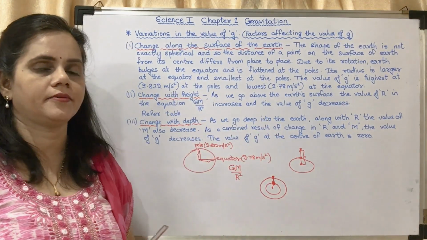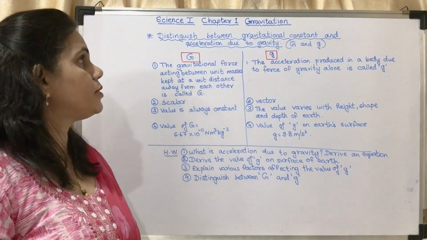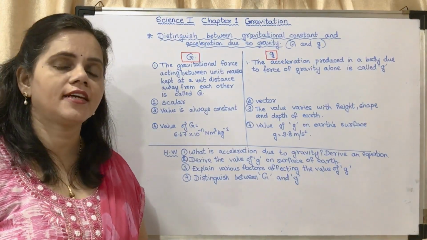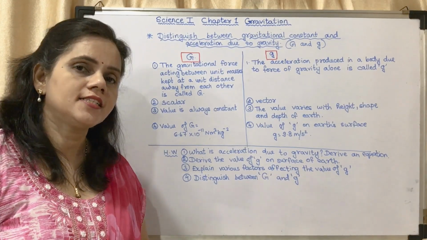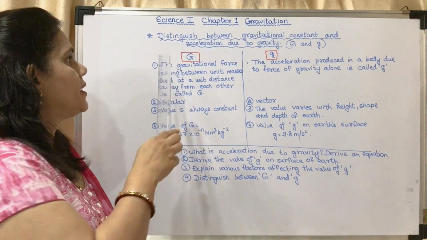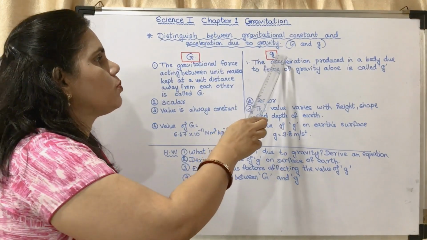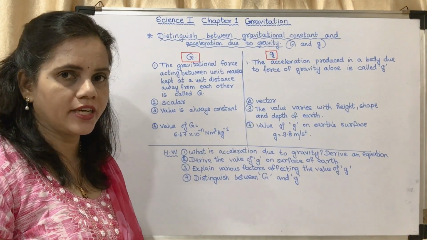Okay, write it. So the next question for today is, distinguish between gravitational constant and acceleration due to gravity. This is a 2-mark question which could be asked. Now the capital G is the universal gravitational constant, and small g is acceleration due to gravity.